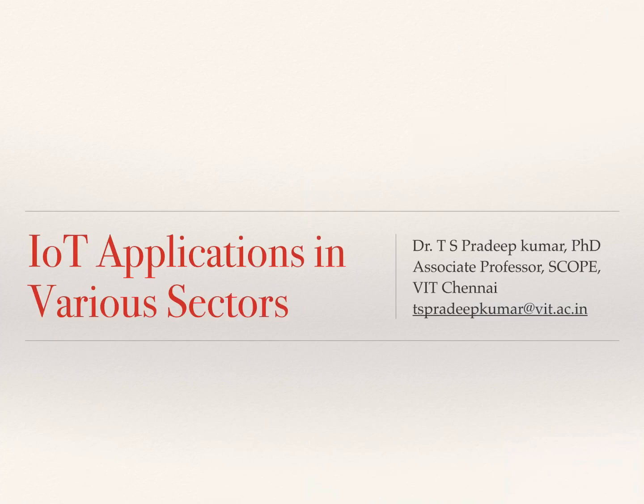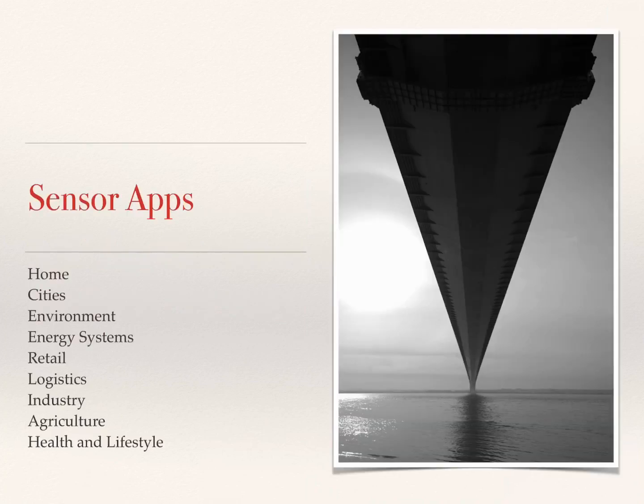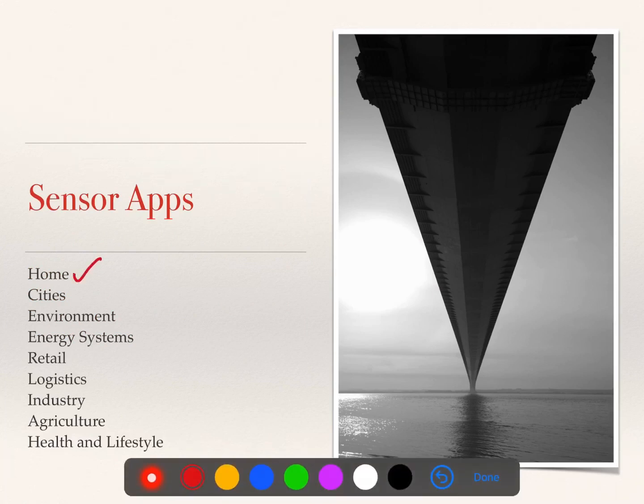So welcome to this. What are the different sectors here: home, cities, environment, energy systems, retail, logistics, industry, agriculture, and health and lifestyle. All these things we'll be seeing. In what way can we design applications for these sectors? The main focus will be on industry, and how IoT is suitable for industry.